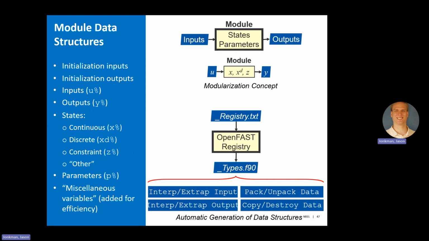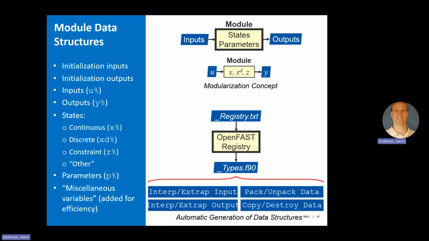When you compile OpenFAST, there's this thing called a registry. These variables get defined in this registry.txt file. When you compile, it runs through the OpenFAST registry executable, and it generates a Fortran F90 file to store all the data and procedures that are needed to work with this data, in these types files.